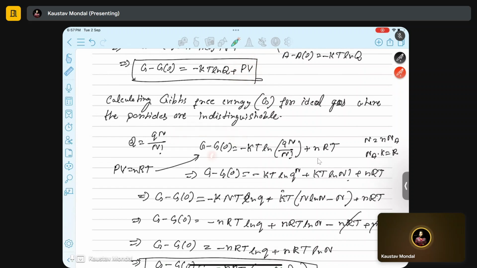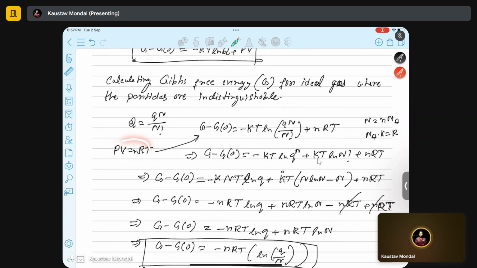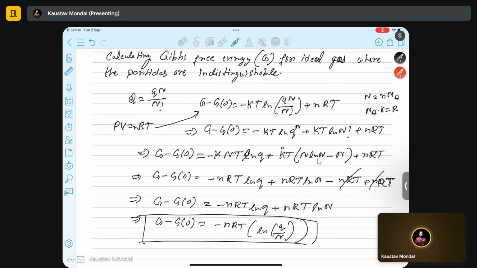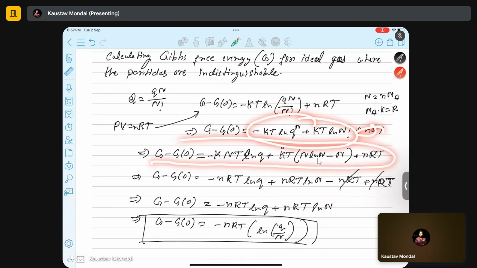So G minus G0 equal to minus KT ln Q^n by n factorial plus nRT. The nRT comes from the ideal gas relation, PV equal to nRT. From there, we are expanding G minus G0 in terms of log plus nRT, and we write G minus G0 like this.